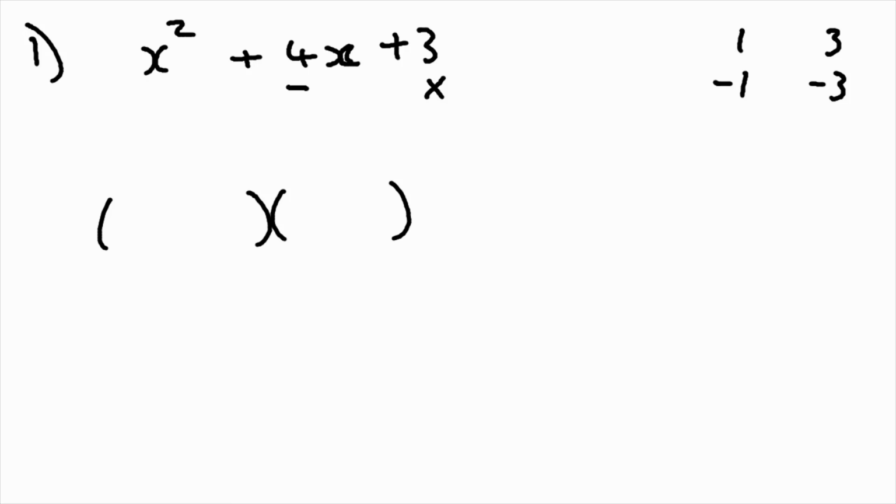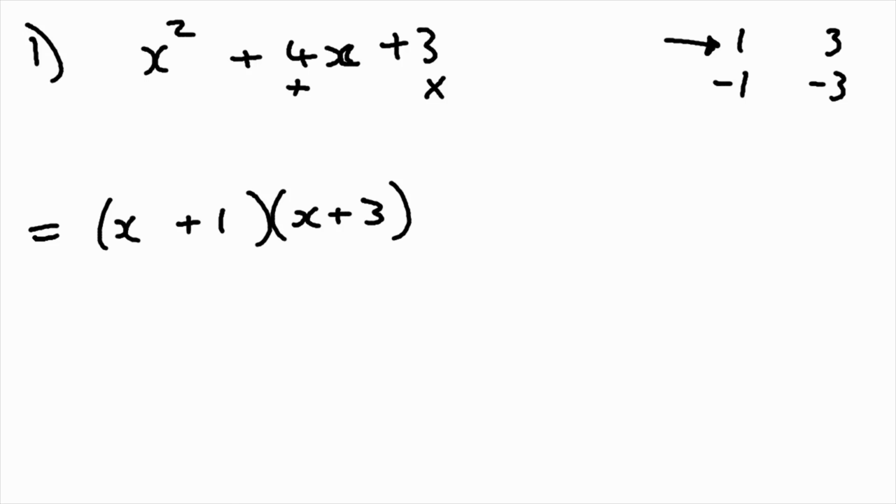We then ask ourselves, what add together to give you 4? In this example, it will be 1 and 3. So inside our brackets, we're going to have x plus 1 and x plus 3.